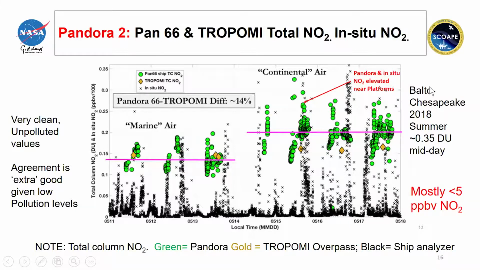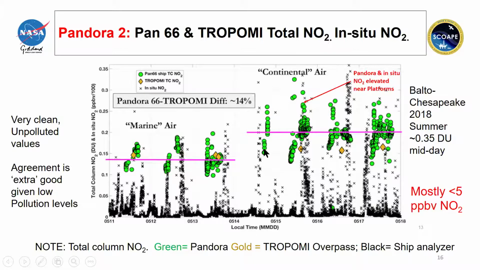Pandora deployments near Goddard, when we've done summertime campaigns in the Baltimore, Washington region, are almost always at 0.35 total column, or even often off this chart. So our air was clean. This is that first 3-4 days of sampling where we were about 20% cleaner than once we got under the influences of the continental air. The agreement on average between the shipboard Pandora and TROPOMI averaged about 14%, which is really quite good.